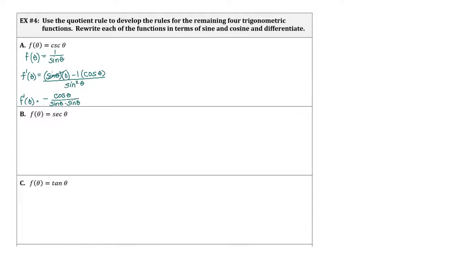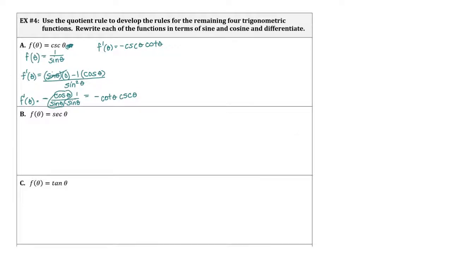Okay, and so now we can change this around. Keep in mind cosine over sine, and I'm going to bring over my negative as well. Cosine over sine is cotangent theta, and then that leaves me with 1 over sine. Well, 1 over sine is cosecant. So you can develop this each time, or we can memorize, and most kids choose to memorize, that the derivative of this is going to be negative cosecant theta, cotangent theta.